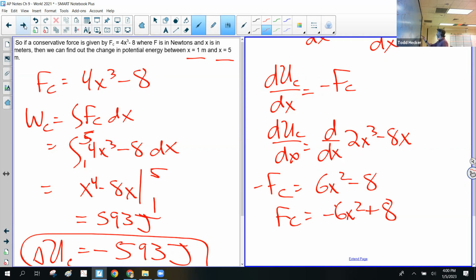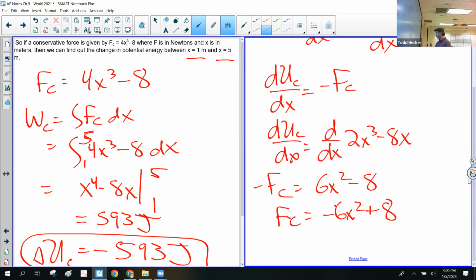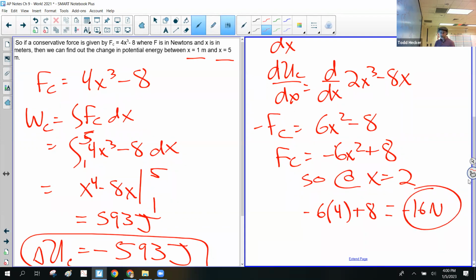And so now I can just plug in my position. What were we trying to find here? So at x equals 2, just plug in your numbers. So you get negative 6 times 2 squared plus 8. So negative 24 plus 8 is negative 16. Okay. So those negative signs are a little bit tricky.